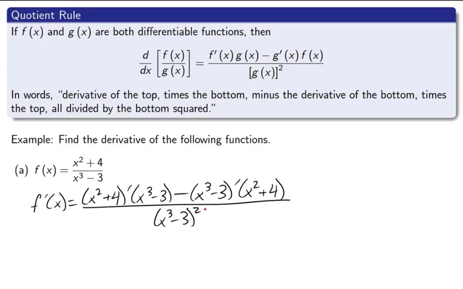I'm just going to do one more step. We'll calculate these derivatives, and I won't simplify it any further. Often when you use the quotient rule, it's not really worth simplifying unless you need to take another derivative. It's just too much algebra.